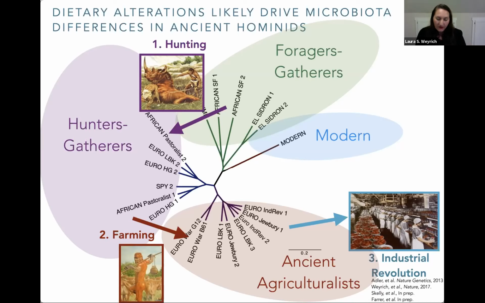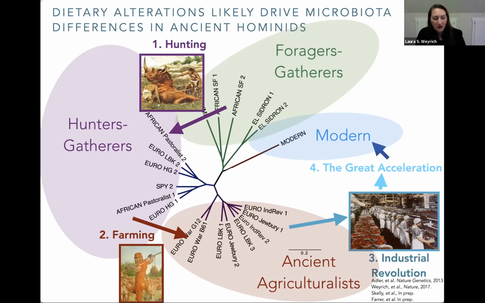Last but not least, we have evidence of a very recent change that's happened post-World War II, and we call this the Great Acceleration Change. We're not exactly sure what's changing here. It could be antibiotics. Antibiotics are also introduced large scale after World War II, but it could also be the introduction of toothbrushing and toothpaste that really causes this shift. And so we're still looking into that, and that's an active area of research.